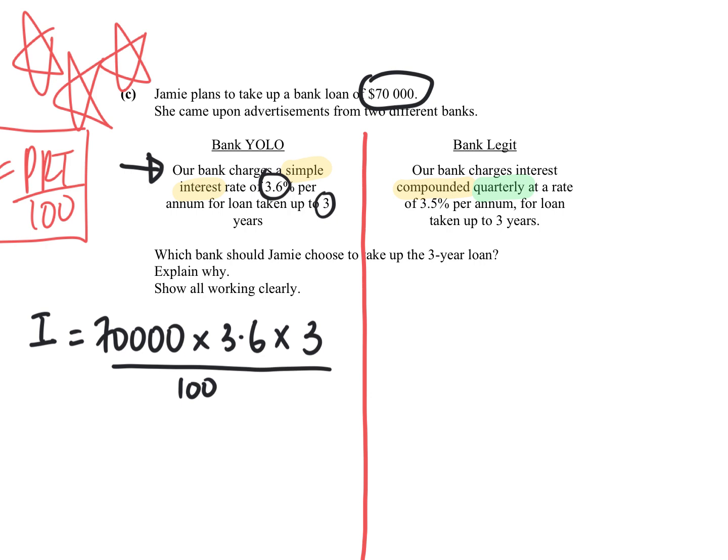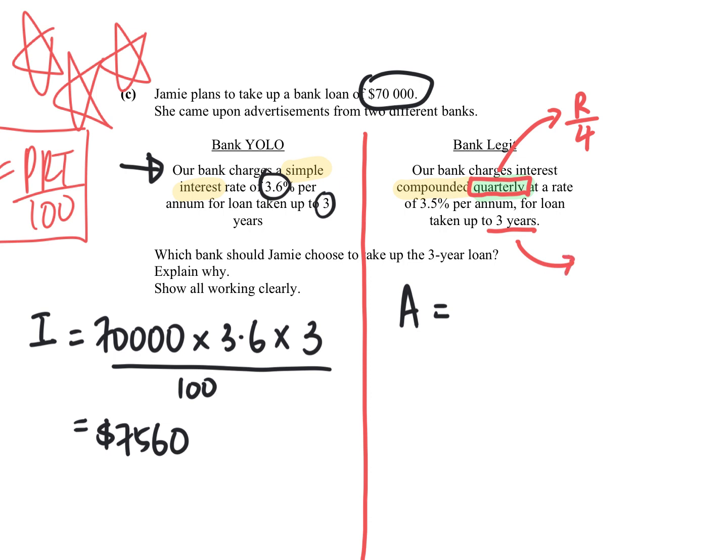So if you key this thing into the calculator, you will get 7,560. Okay, next one. This is compound interest. But can you look carefully? They say compounded quarterly. So quarterly means you need to change your rates to a quarterly rate, and then you need to change your time to quarters.